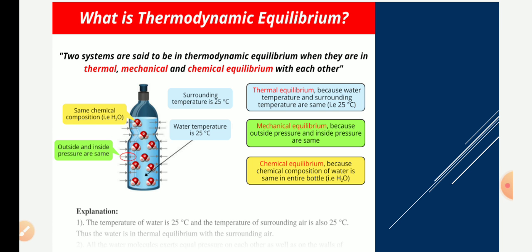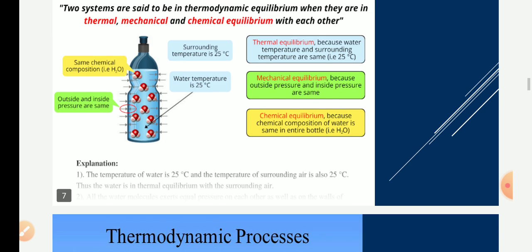Any system which is in thermal, chemical and mechanical equilibrium, we call it thermodynamic equilibrium. Here the bottle has thermal, mechanical and chemical equilibrium, so it is treated as thermodynamic equilibrium. Not only this, any system that possesses thermal, chemical and mechanical equilibrium is said to be in thermodynamic equilibrium.